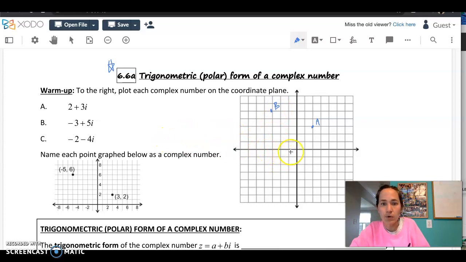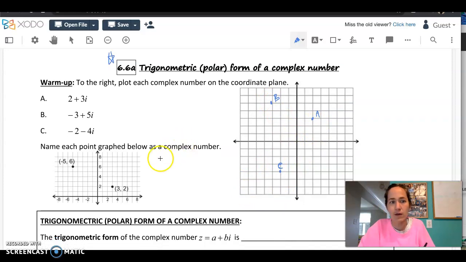How about C? Both negatives. Negative 2, then go down 4. Whoops, I didn't go quite far enough. This is going to be C. And we could, if we needed to, use easy distance formula calculations to give you all of the absolute values of those complex numbers. Can we go the other way around?